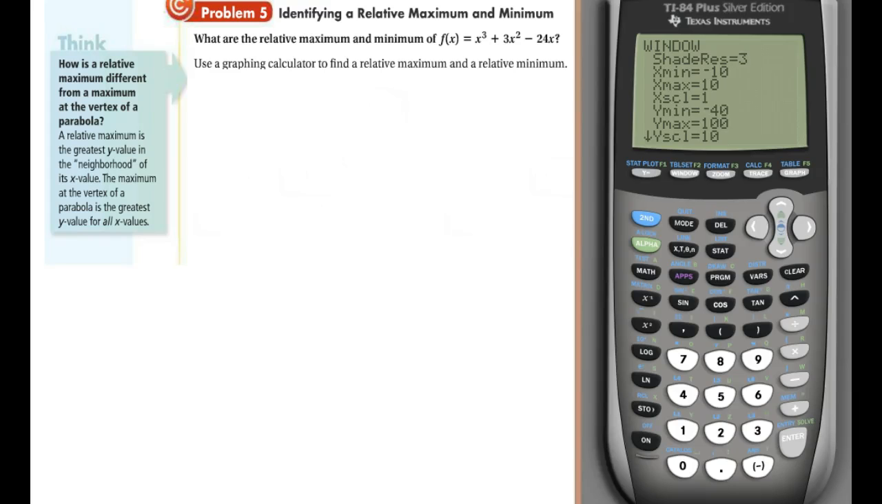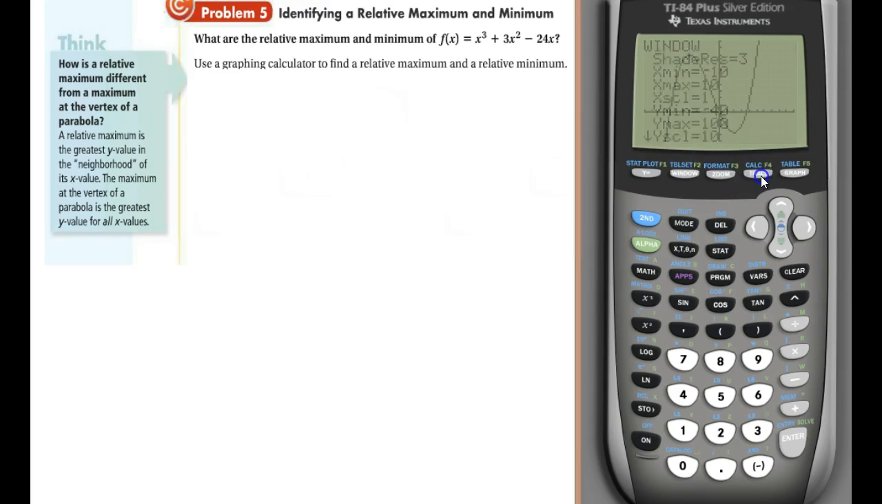In example 5, we are given the function f of x equals x to the third plus 3x squared minus 24x. We need to determine what the relative max and min are, and we're going to be using the graphing calculator to assist us in this process. So you can turn your graphing calculator on and input the given function. Before pressing trace, I suggest changing your window to match mine so that you can have the relative max and min show up on your graph. And notice that I changed the scale to go up by tens so that we can fit it in.